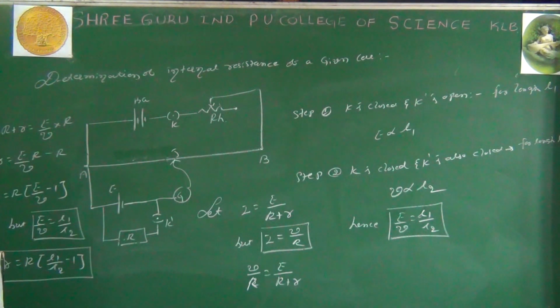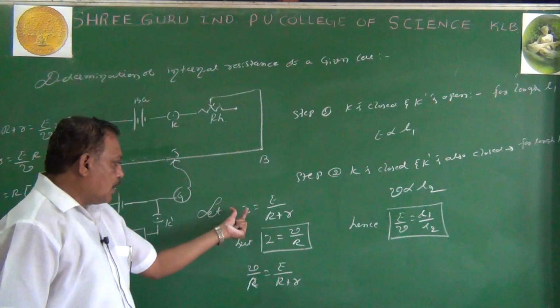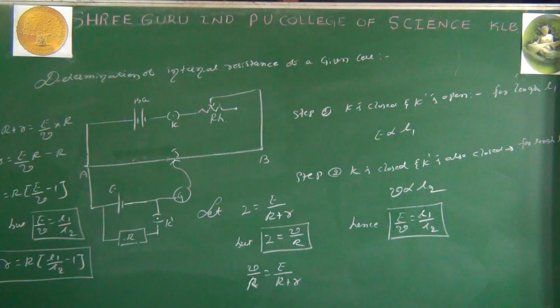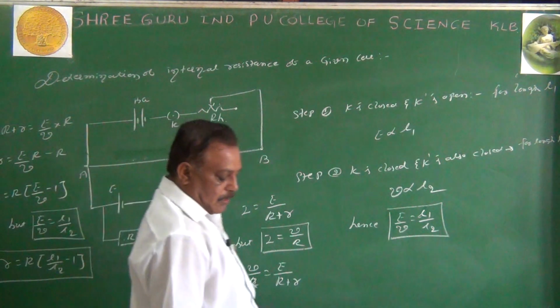But from Ohm's law, I equals V by R. Replace I by V by R. Then do the cross multiplication. Then take r across the equals sign, and it becomes minus, and R is common. E by V we have already proved experimentally to be L1 by L2. Replace E by V with L1 by L2. Now this is our equation to calculate the internal resistance of a cell.